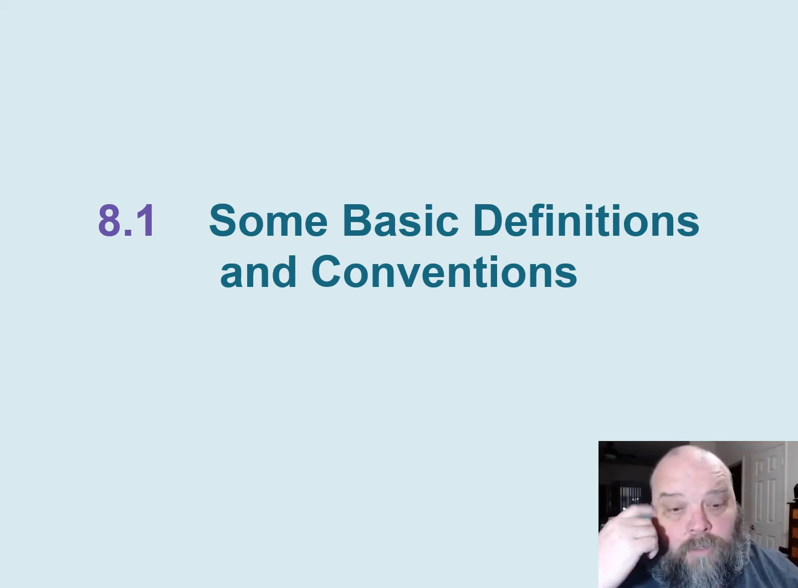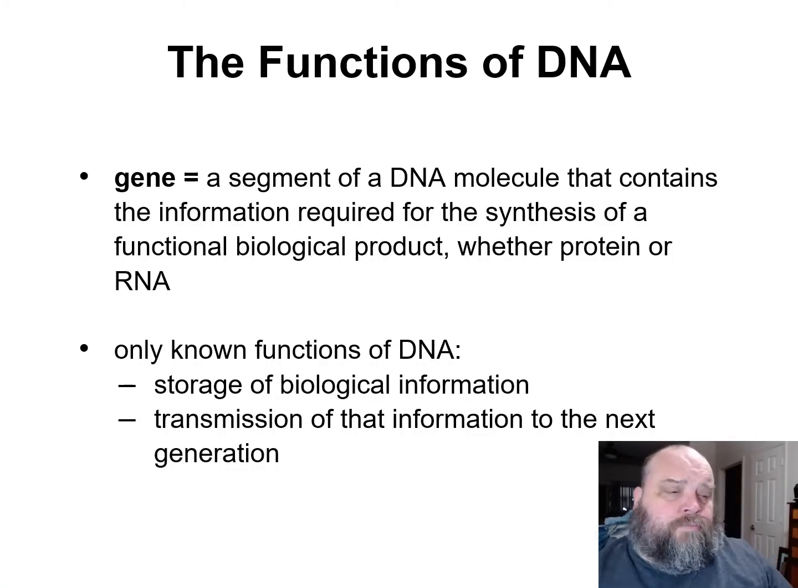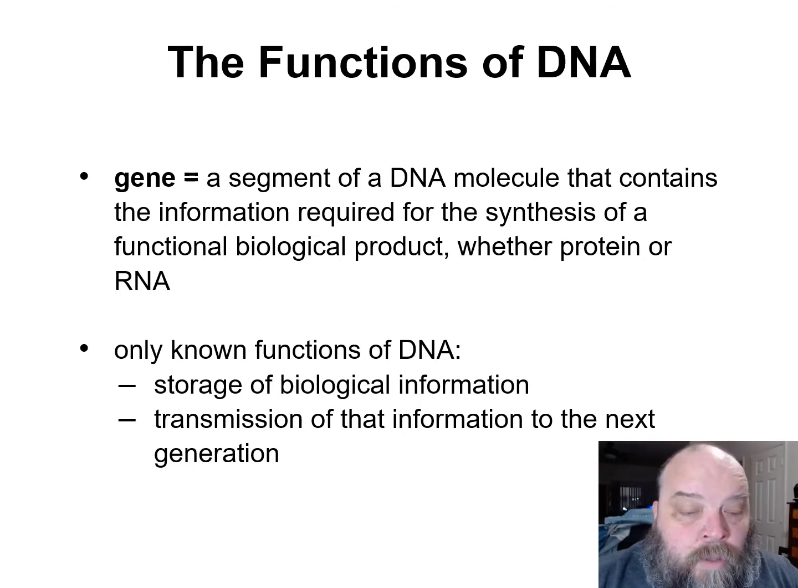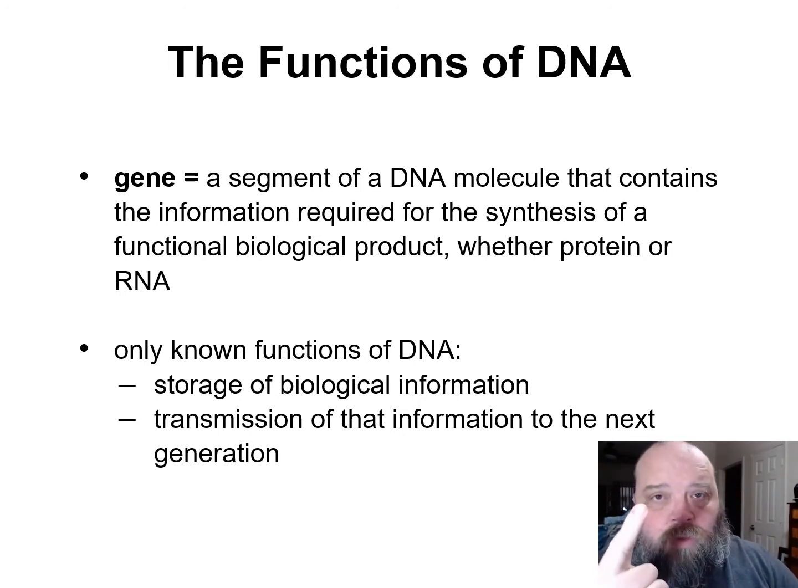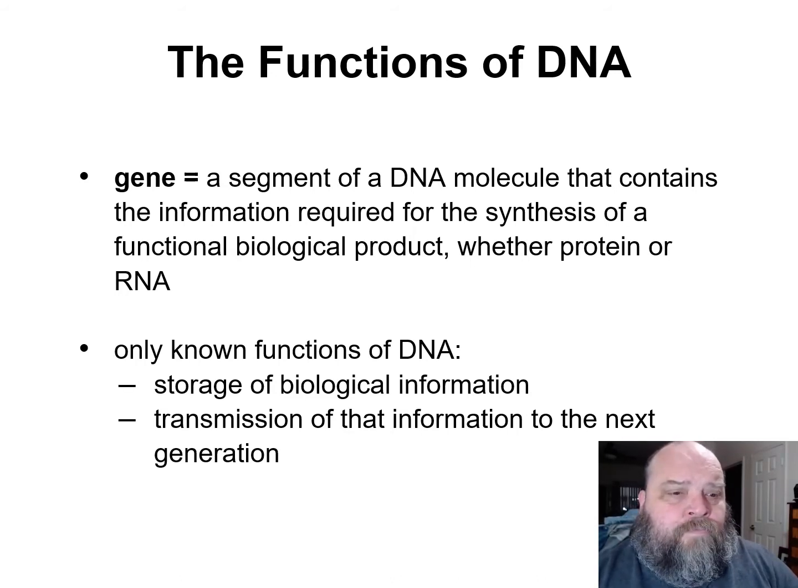Chapter 8, Section 1, some basic definitions and conventions. This section should actually be a repeat of intro cell and cell biology, genetics. So it shouldn't be too much here that is new to you. This idea of a gene. A gene is the blueprint on how to make one polypeptide. Okay? That's it. For all intents and purposes, that's it.